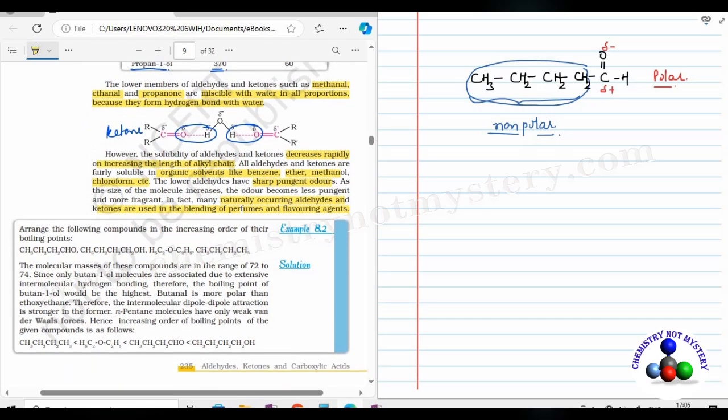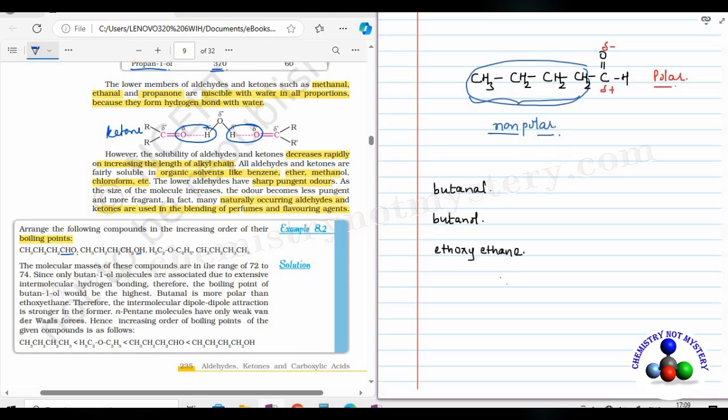Now let's try to solve this question. Arrange the following compounds in increasing order of their boiling points. Now first of all, identify the molecules. First one is 4 carbon containing aldehyde. So it is butanal. So let's write down the name of the molecule. The next one is 4 carbon containing alcohol. So it is butanol. Next one is ether. So write the name of the molecule. It is ethoxyethane.